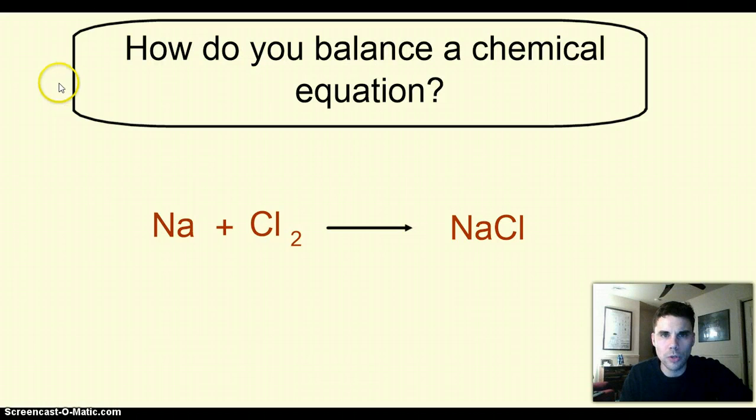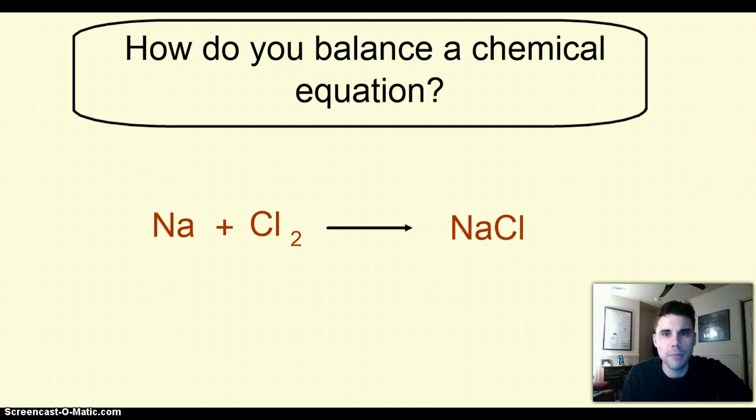So that brings us to question 3, our final question. How do you balance a chemical equation? Here's a sample of one that we've looked at a few different times. If you had silvery sodium metal and it formed a reaction with toxic chlorine gas, that would yield table salt. It would form a compound with different properties.